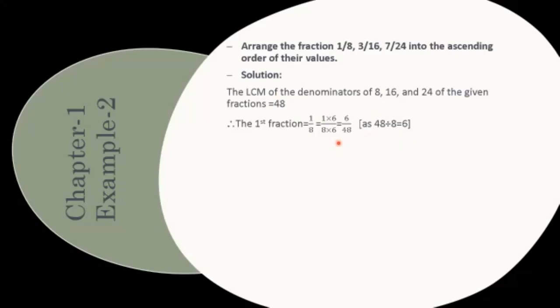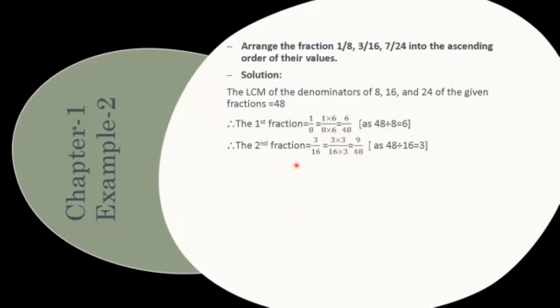And this 6 we will multiply with the numerator and the denominator also. So this is the process, my dear. So 1 multiplied by 6 would be 6. 8 multiplied by 6 would be 48. So from the first fraction we got 6 divided by 48. And in the second and third fractions, we have to make the same denominator.